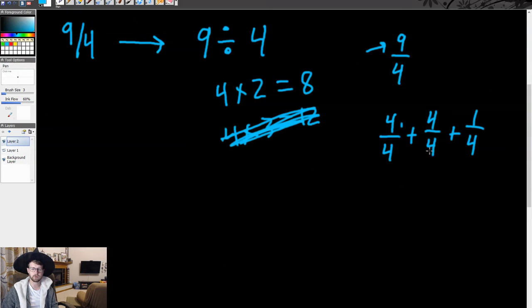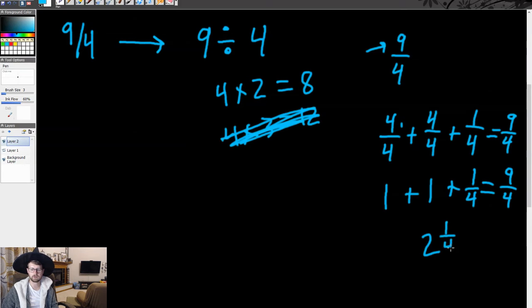4/4 plus 4/4 plus 1/4 equals 9/4. So then 1 plus 1 plus 1/4 equals 9/4. So then clean this all up. 2 wholes and 1/4 equals 9/4. If that one's a little bit tricky for you, I can show you a way to do this with a picture, which we can also use while we're figuring out the division strategy.